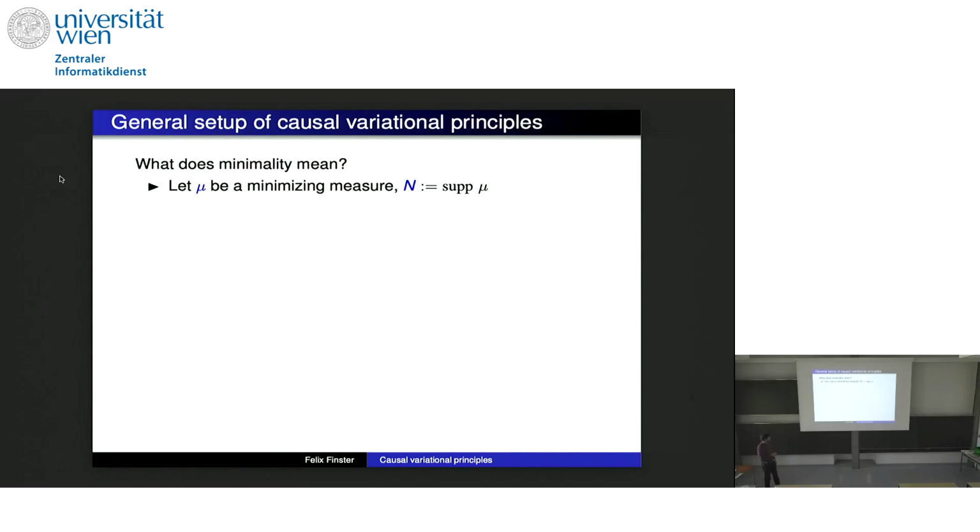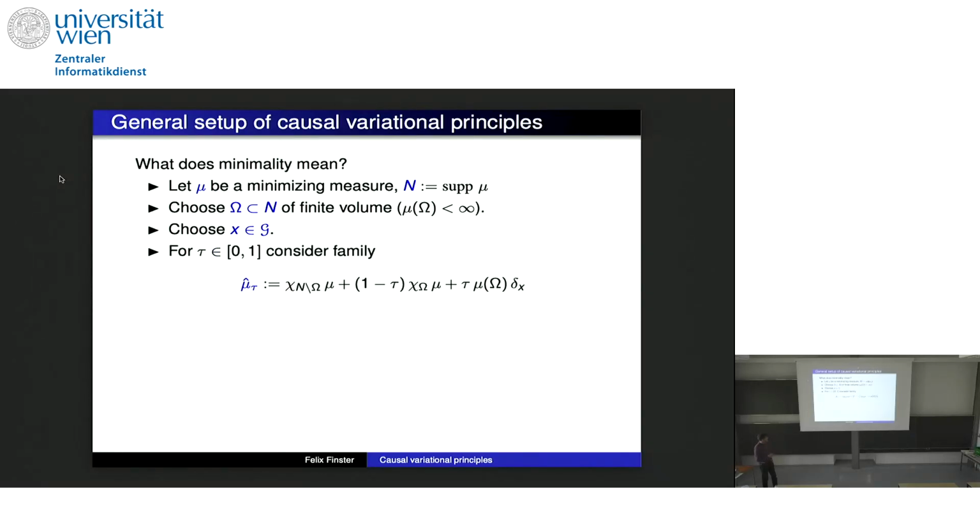So let's assume that mu is a minimizing measure. Again, N is the support of this measure. Now we choose a subset omega of N of finite volume. And now we also choose a point x in G, which does not need to be on the support of the measure. And now, given a parameter tau between 0 and 1, we consider the following variation. Chi here is always a characteristic function.